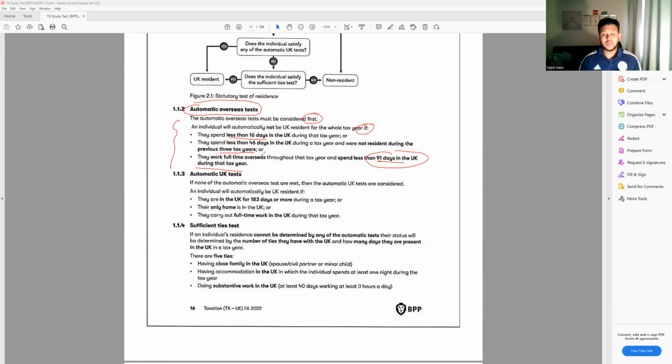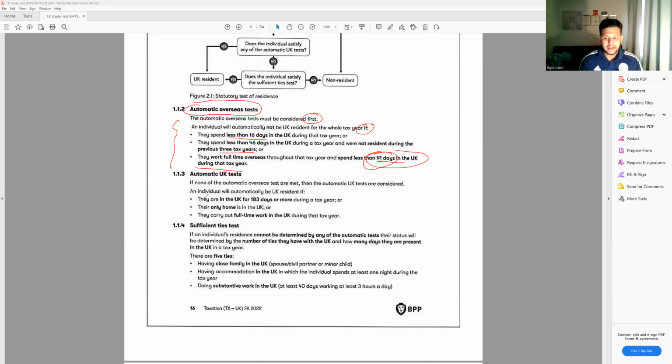Then if someone lives more than 46 days, let's say someone lives 50 days in the UK, then you have to see, oh, do you work overseas full time? Yes, then you are not resident in the UK because you live less than 91 days. So this is the first test we do before we decide, are you resident in the UK or not?